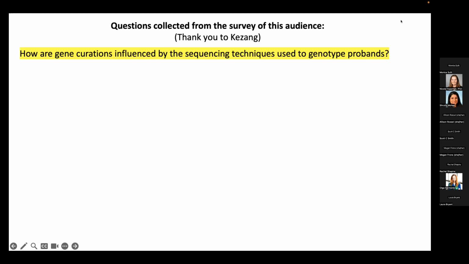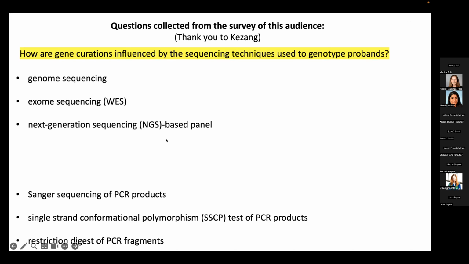And so the first question that we came across from you all was about sequencing techniques. Basically, depending on how a proband has been genotyped and what kind of sequencing techniques they've been subjected to, how does that influence your gene curation? So we thought about what are the different options.